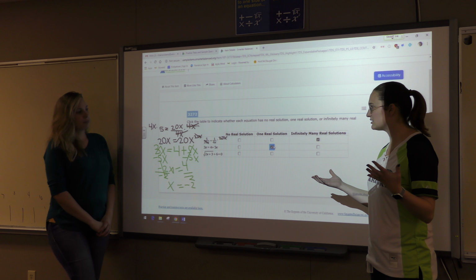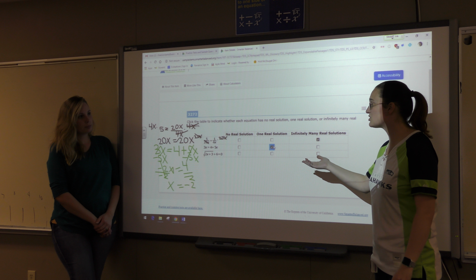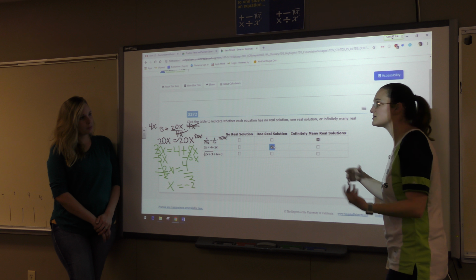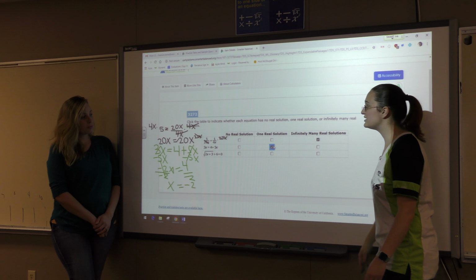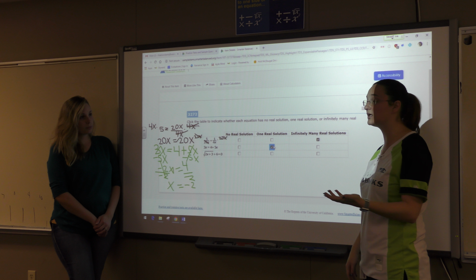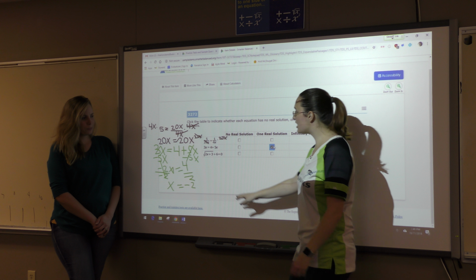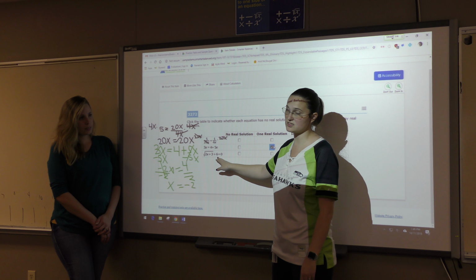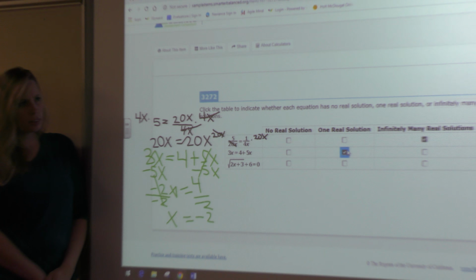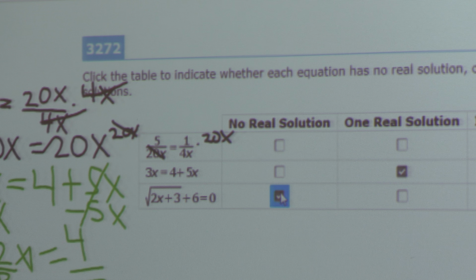I think we need to take into consideration what we know about square roots. A square root, in this case, we're talking about just the positive square root because it doesn't tell us out front if it's a positive or negative, which means whatever this ends up being, it has to be positive, because you can't take the square root of a negative number and it's not a negative square root to begin with. So if we have a positive number plus another positive number, can we ever get it to be 0? I don't think so. Two positives added together will always be positive. So it's no real solution.